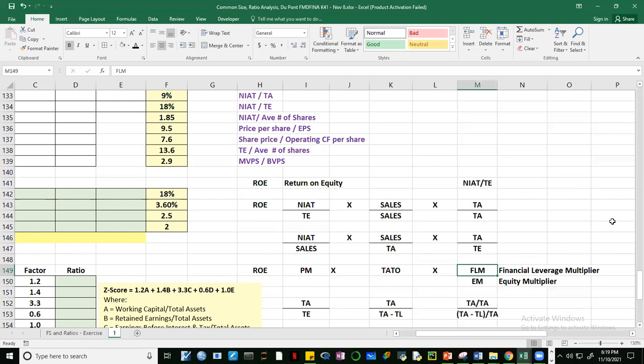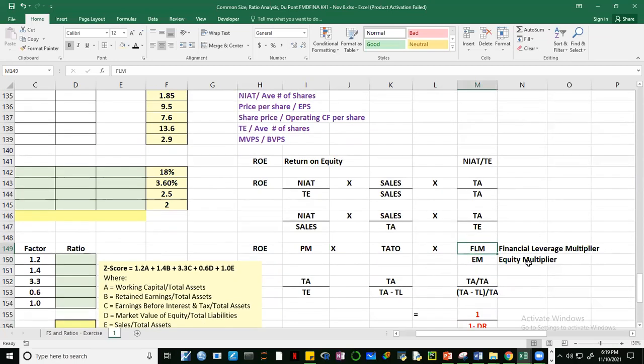So what are we saying here? How do we increase ROE? Increase ROE by increasing profit margin, by increasing TATO, by increasing financial leverage multiplier. Yun ang concept nito. So this is what we call the three-way DuPont. Merong five-way din. Ibig sabihin, five ratios yung tinitingnan dyan.